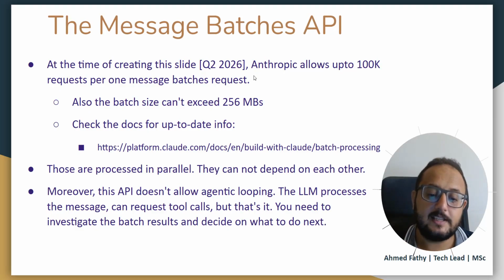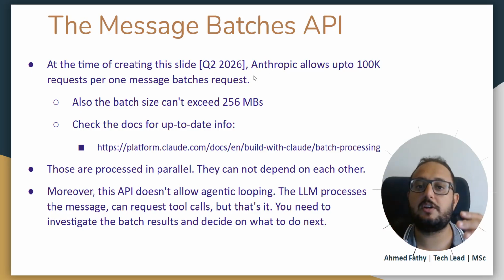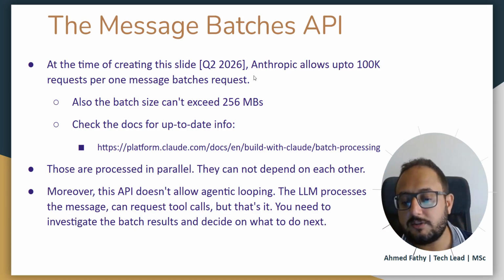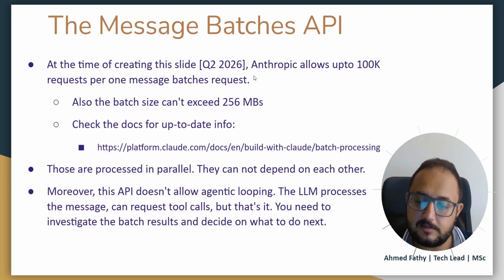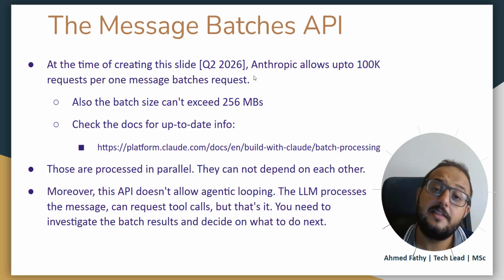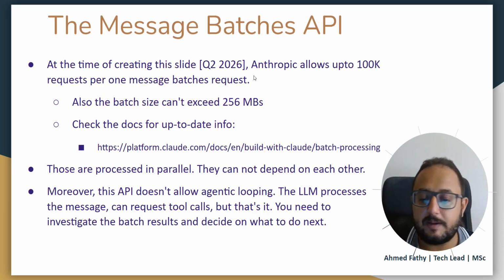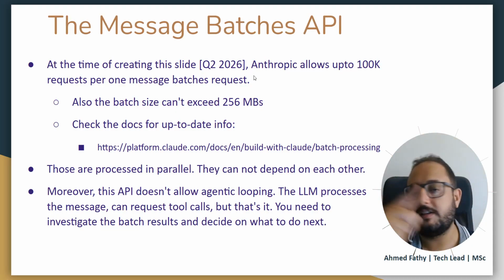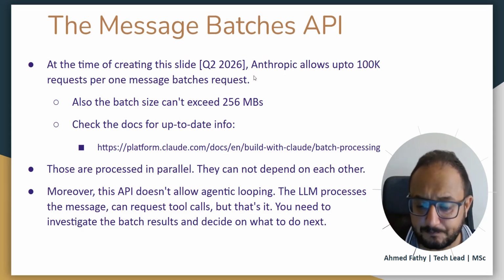Those are processed in parallel, so they cannot depend on each other. Everyone is processed completely in parallel. Moreover, this API does not allow agentic looping. So the LLM will process the message and just spit out an answer. This answer can request tool calls, but that's it. You need to investigate the batch results and decide what to do next. You can't really loop back into the models and have this agentic loop. It's just one shot.